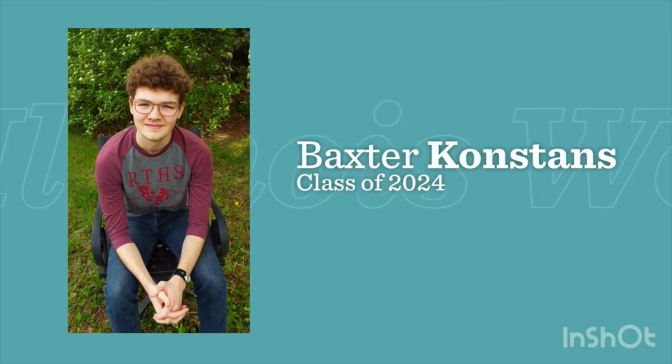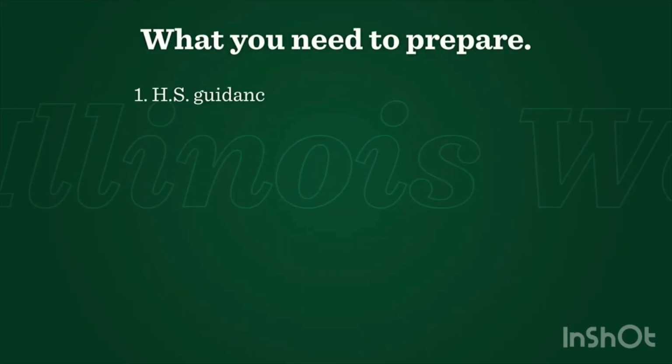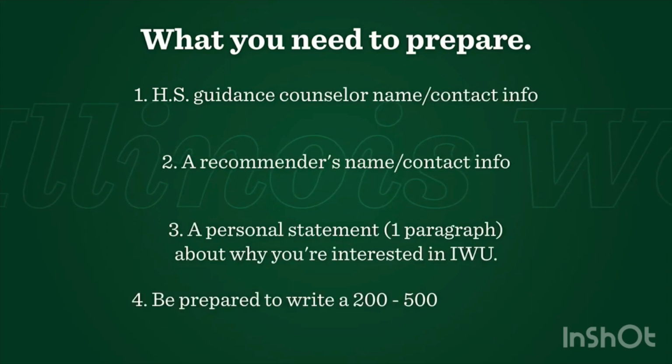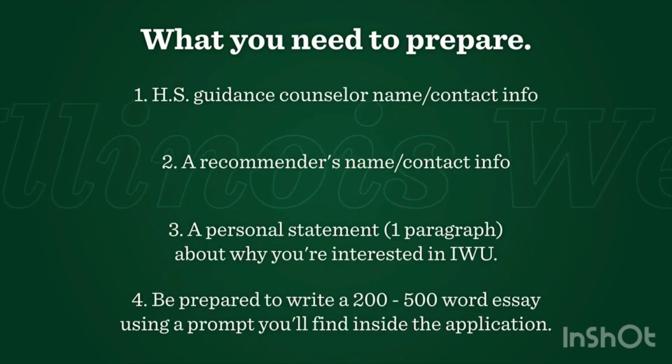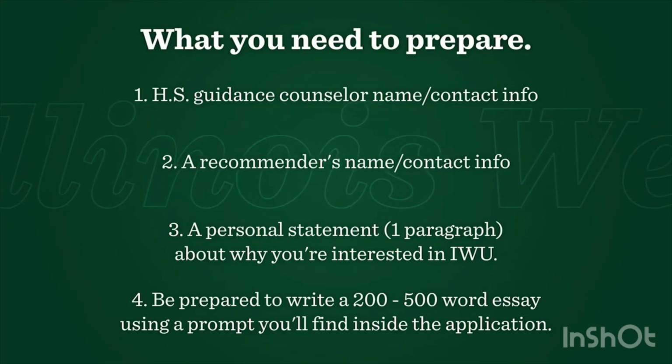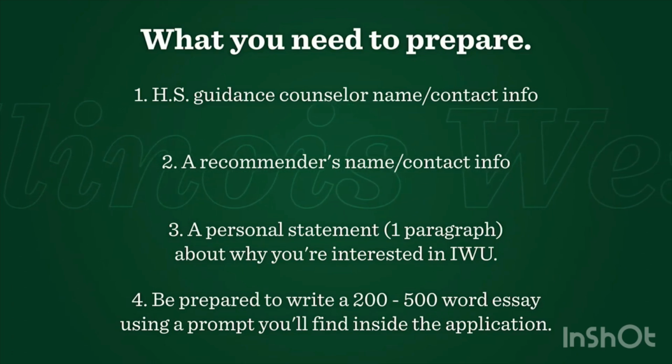A few things you want to get done before you get going on this application is getting your high school counselor's information, phone number, and email, that kind of stuff. And then find a recommender. You're going to need a letter of recommendation for this and need their information as well. And a short statement about why you are applying to IWU.